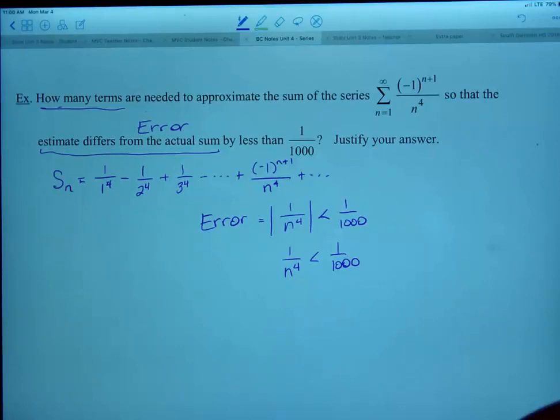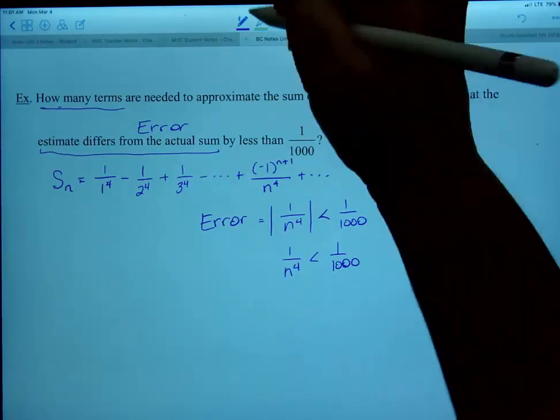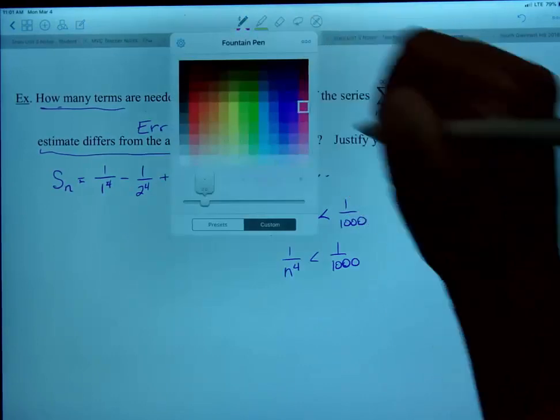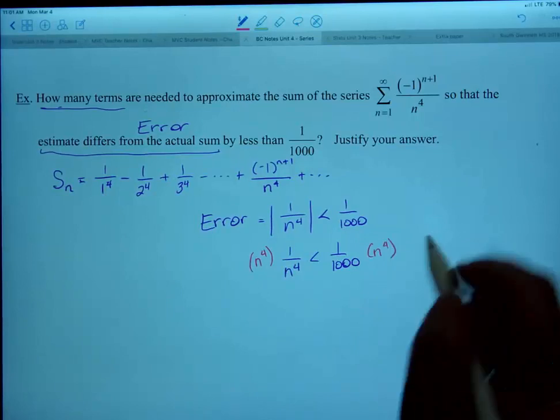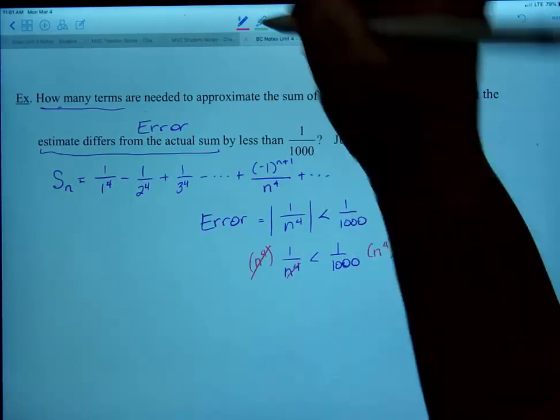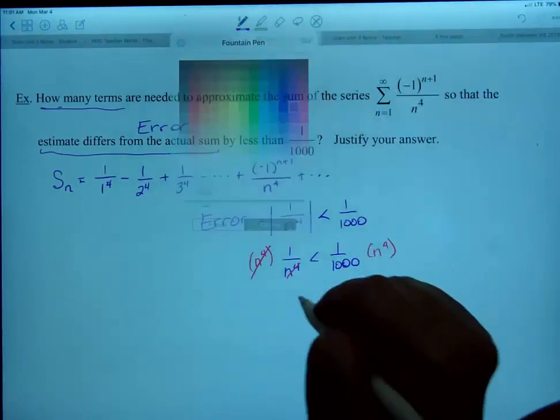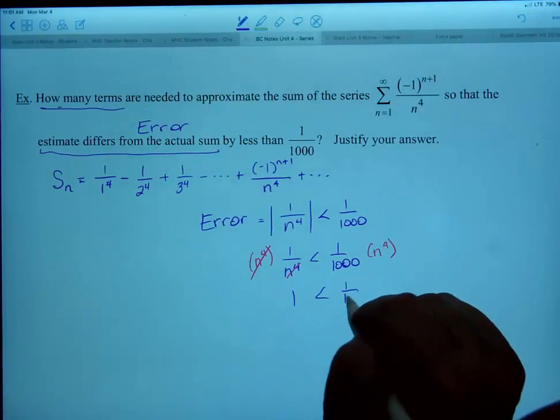How do I do the math? This is algebra. Multiply. Multiply what? It's dangerous to cross multiply with an inequality. Yes, you could, but you've got to be very careful, so let's avoid that for now. Let's multiply by the n to the 4th because I don't like it on the bottom. So we're going to do an n to the 4th here and an n to the 4th here. These two will cross out. So that's 1 is less than 1/1000th n to the 4th.